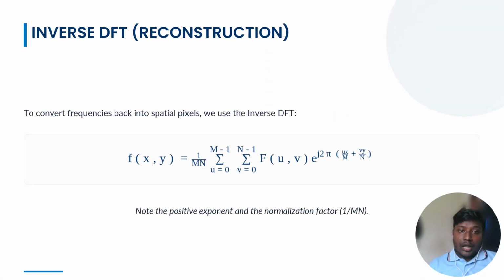Inverse DFT. After we have processed our image in the frequency domain, we must bring it back to the spatial domain to see the result. The inverse DFT allows for this reconstruction. Now, notice the formula is nearly identical to the forward transform, but with a positive exponent and the normalization factor of 1 over M times N.